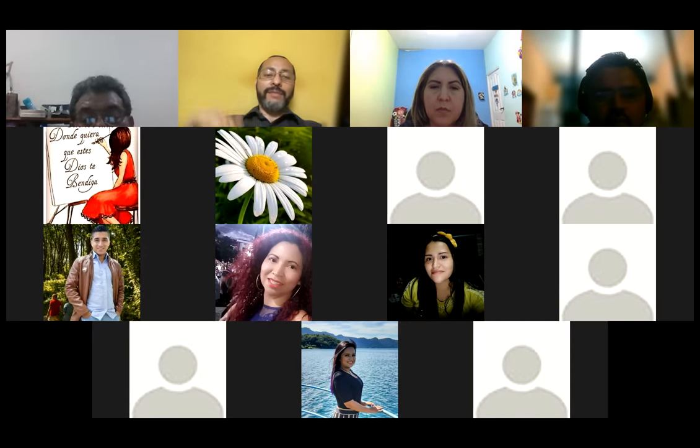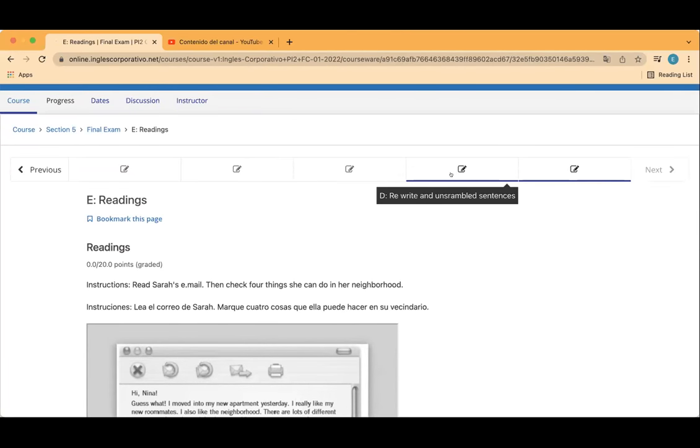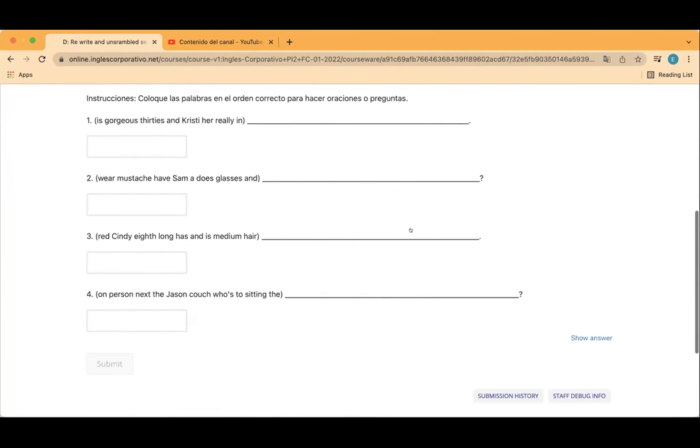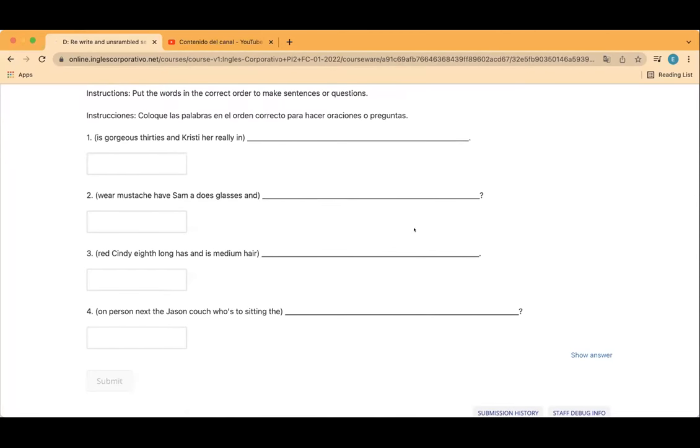Teacher, tengo una pregunta, un comentario. Sí, Katia. Fíjese que en la parte donde está en ordenar las oraciones, a mí me costó un poquito porque hay una oración en donde la palabra, yo creo que la plataforma la ha puesto un poco mal. En la oración dice Red Cindy. No la agarra como está ahí, sino que al revés. Por eso es que yo pedí ayuda en el grupo. Red Cindy, eighth long has and is medium hair.